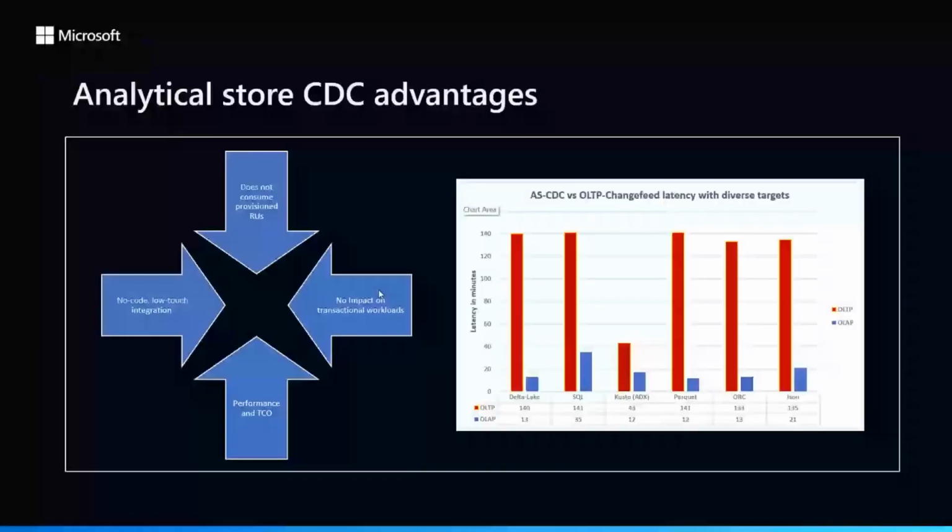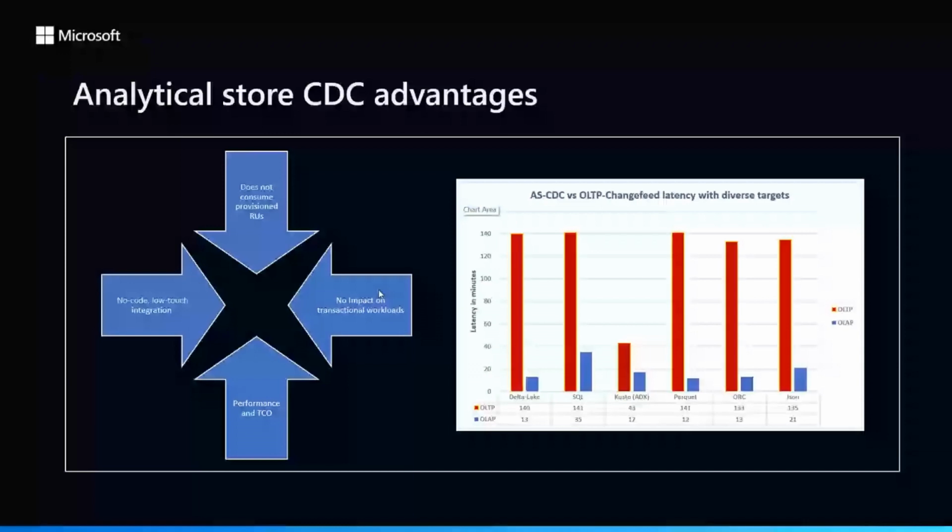So again, the key advantage for Analytical Store CDC is the low-code, no-code perspective. Also, it doesn't consume your RUs, so you don't have to provision RUs for CDC as you have to do for change feed from transactional store. And the performance as well, right, Ravi? So we did a couple of tests, and Analytical Store CDC has much better performance than Cosmos DB change feed from transactional store, right?